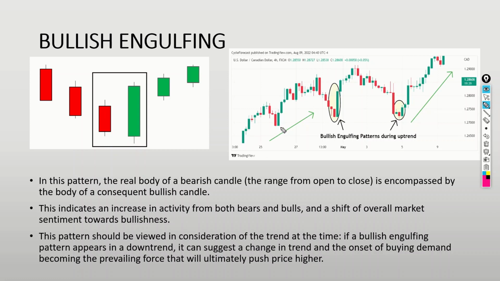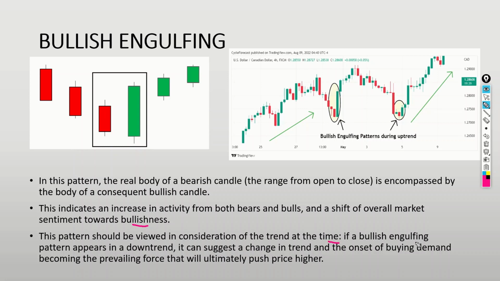So this is something right here. It's what we call a bullish engulfing. It's a bearish candle followed by a bullish candle which covers its entire body, and then there's something right here. So this indicates an increase in activity from both bears and bulls, and a shift of the overall market sentiment towards bullishness. This pattern should be viewed in consideration of the trend at the time.